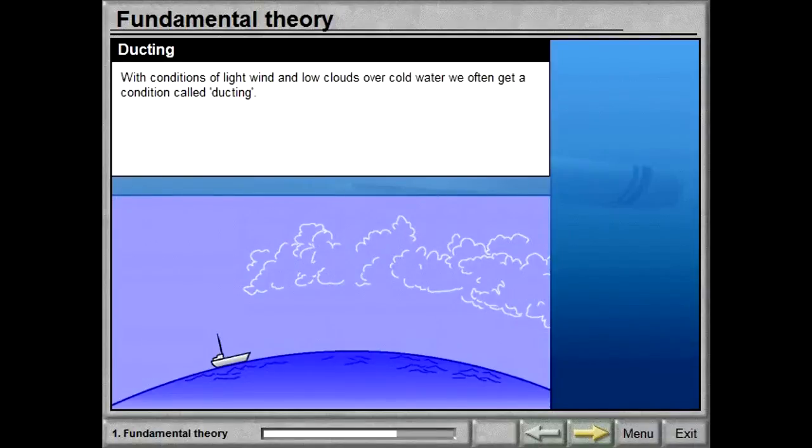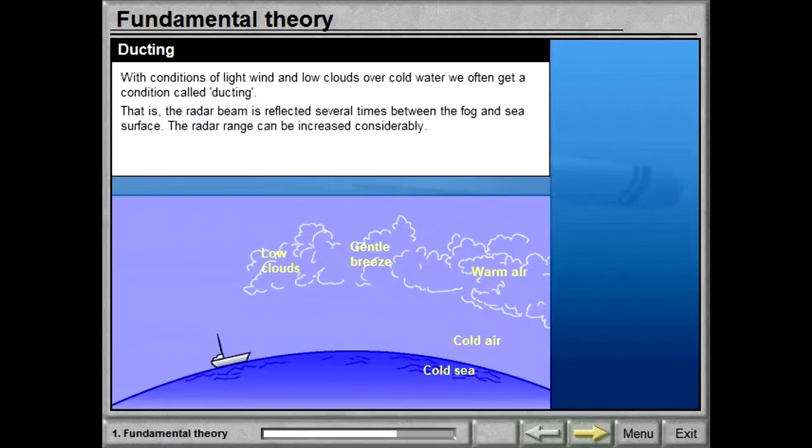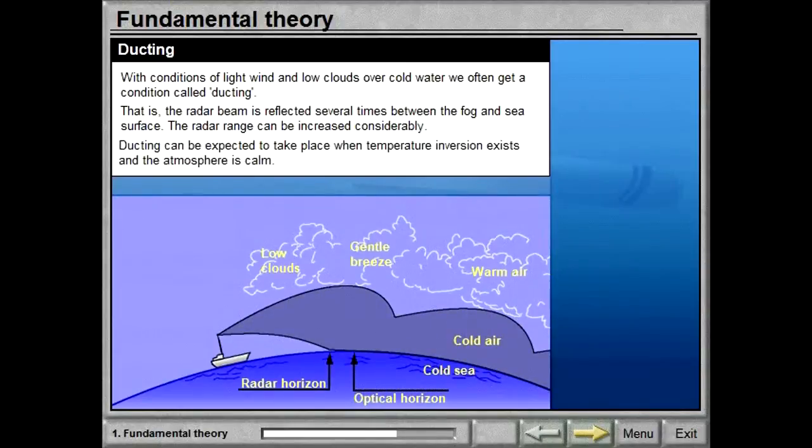With conditions of light wind and low clouds over cold water, we often get a condition called ducting. That is, the radar beam is reflected several times between the fog and sea surface. The radar range can be increased considerably. Ducting can be expected to take place when temperature inversion exists and the atmosphere is calm.